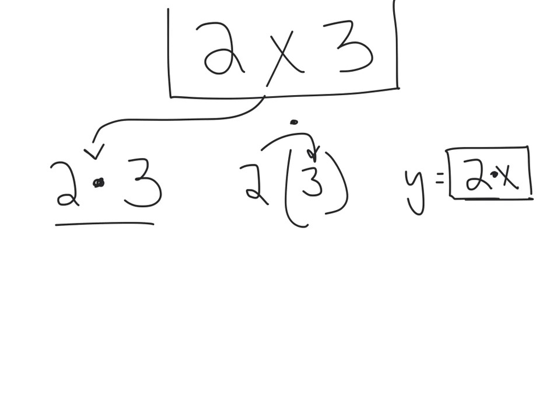So we can see 2 numbers with a dot in between. We can see 2 numbers next to each other with a parentheses. Or we can see a number and a letter right next to each other, and these are all different ways to see multiplication.